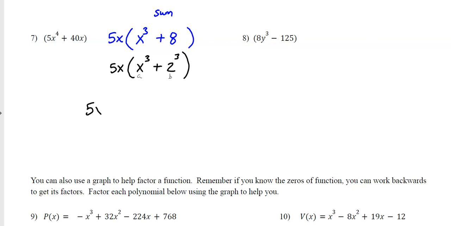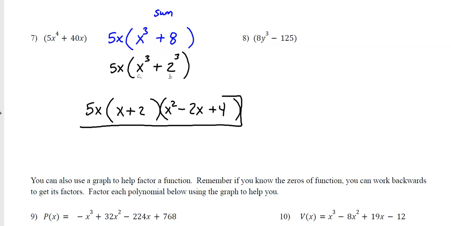So I got 5x. I then do my a plus b, so x plus 2. Then I'm going to square the first one. I'm going to square the second one. And then it's the opposite. So since I was adding up there, 2 cubes, it's the opposite of those 2 multiplied together. Don't lose your 5x though. That's still going to be part of it.